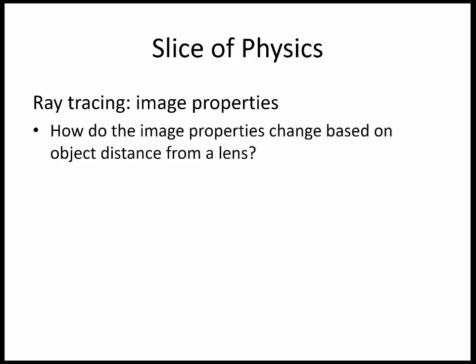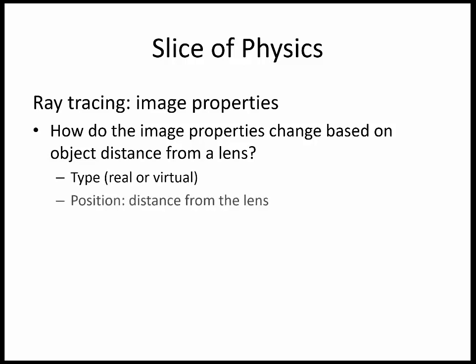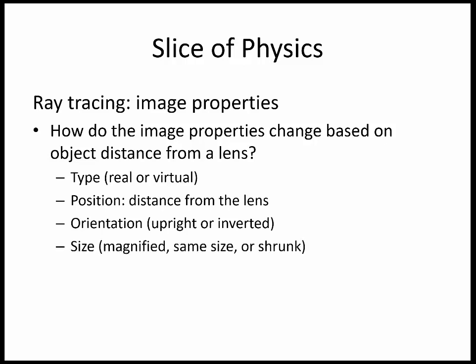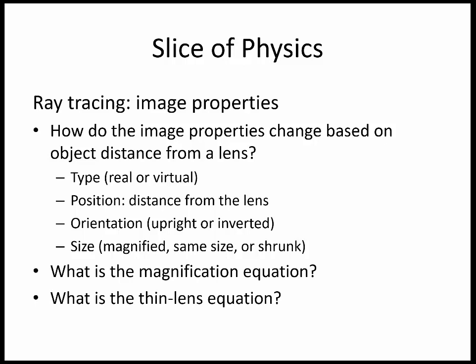We will see how the same converging lens can form images of different properties simply based on the distance of the object from the lens. We will see that sometimes we'll get real and sometimes virtual images, so the type can be different. The position of the image depends on the distance of the object from the lens. The orientation of the image can be upright or inverted, and the size can be magnified, the same size, or smaller than the original object. This will lead us to talking about the magnification equation and the thin lens equation.